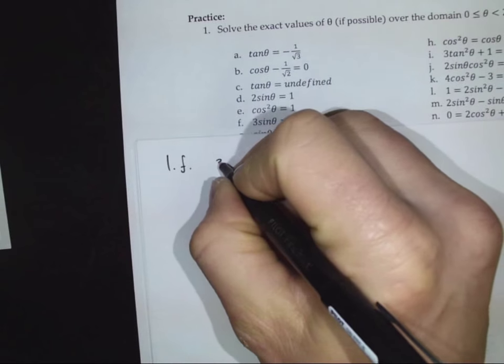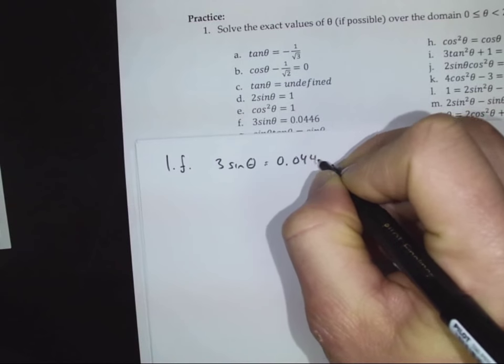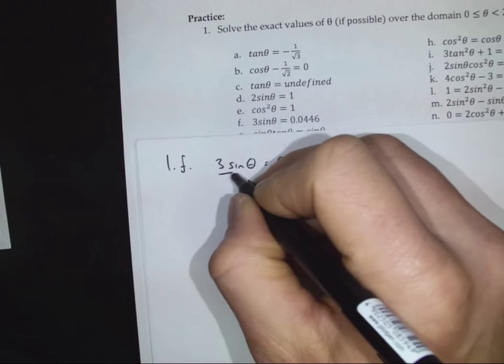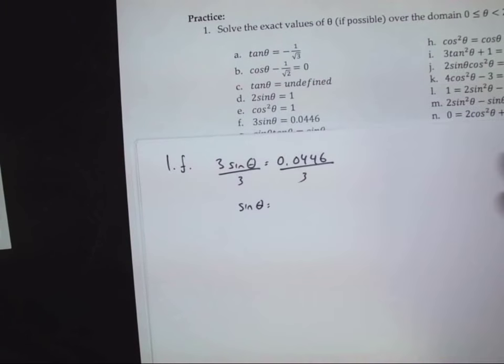Okay, so we have 3 sine theta equal to 0.0446. And we've got to get sine theta by itself. So we're going to divide each side by 3. And we get sine theta is equal to 0.0446 divided by 3. And we get 0.01487. How many decimals am I going to write? I'm going to write 5. That rounds up to a 7, of course.